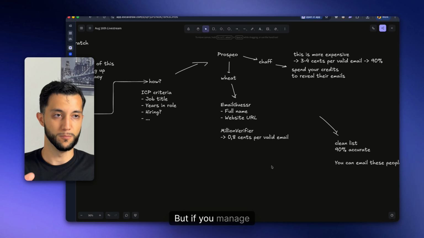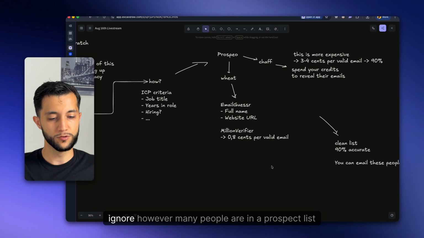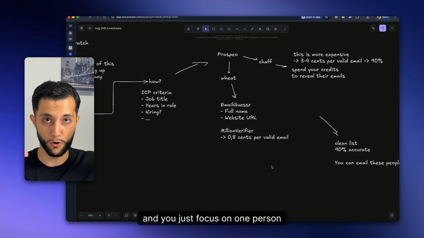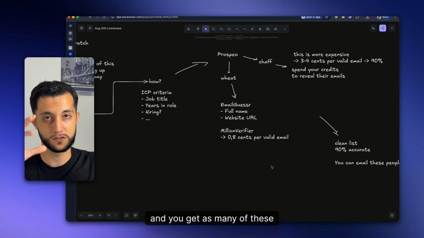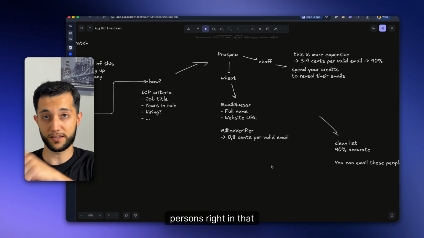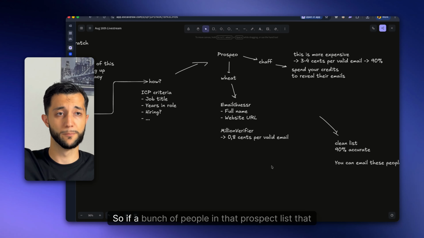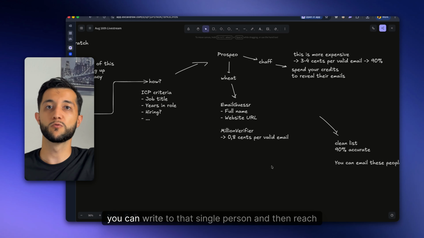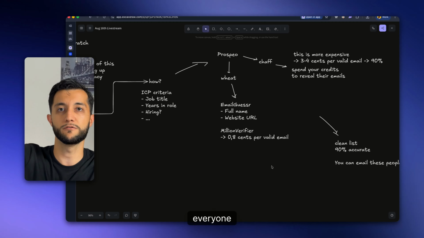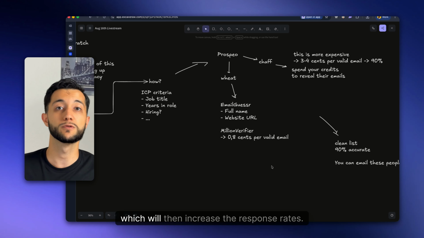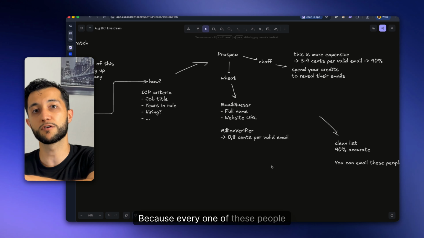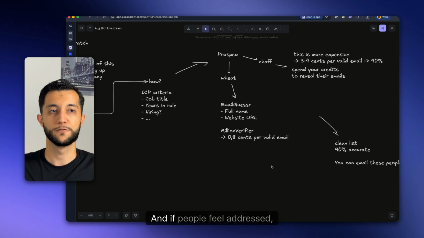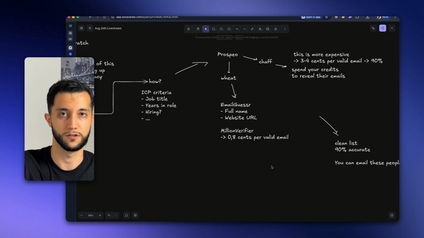But if you manage to ignore however many people are in a prospect list and you just focus on one person, and you get as many of these persons in that prospect list, so you have a bunch of people that all have the same persona, you can write to that single person and then reach everyone in the exact same way, which will then increase the response rates because every one of these people is going to really feel addressed. And if people feel addressed, they will respond, usually.